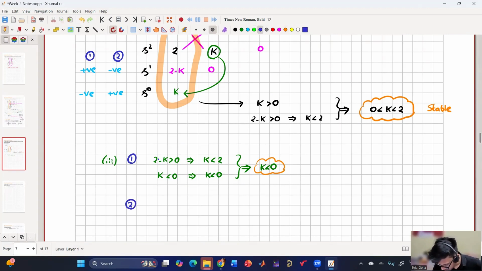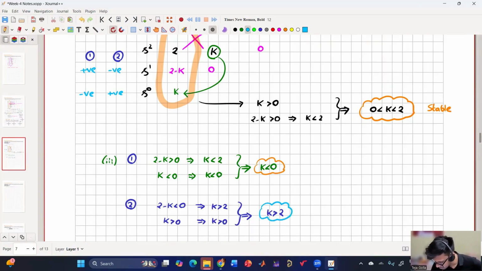In case 2, 2 minus K is negative and K is positive. So the first one says K is greater than 2, and the second one says K is greater than 0. So these are the two conditions. In any of these conditions, the system is unstable.